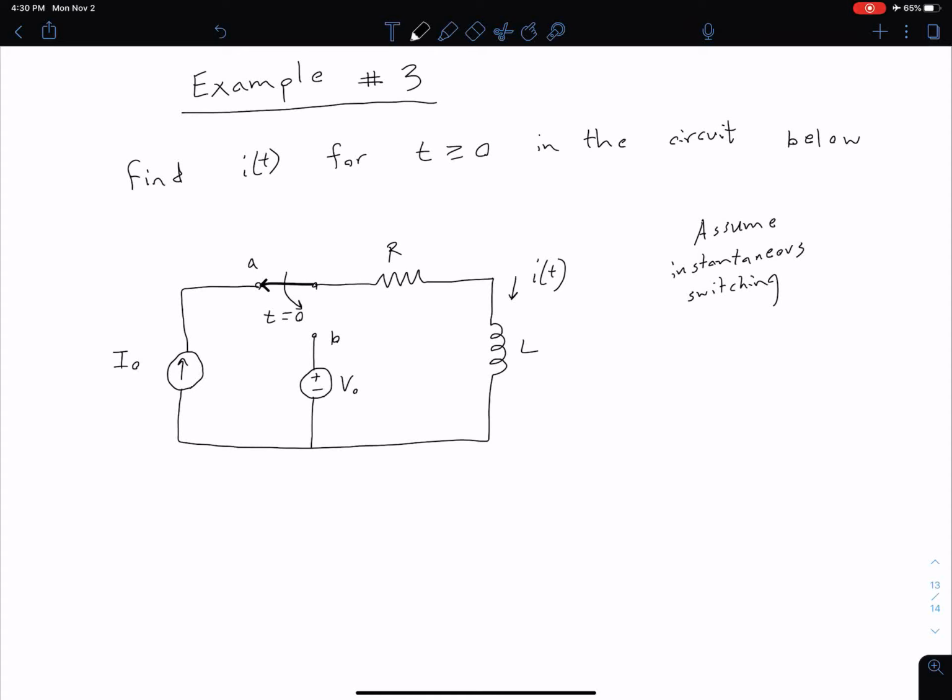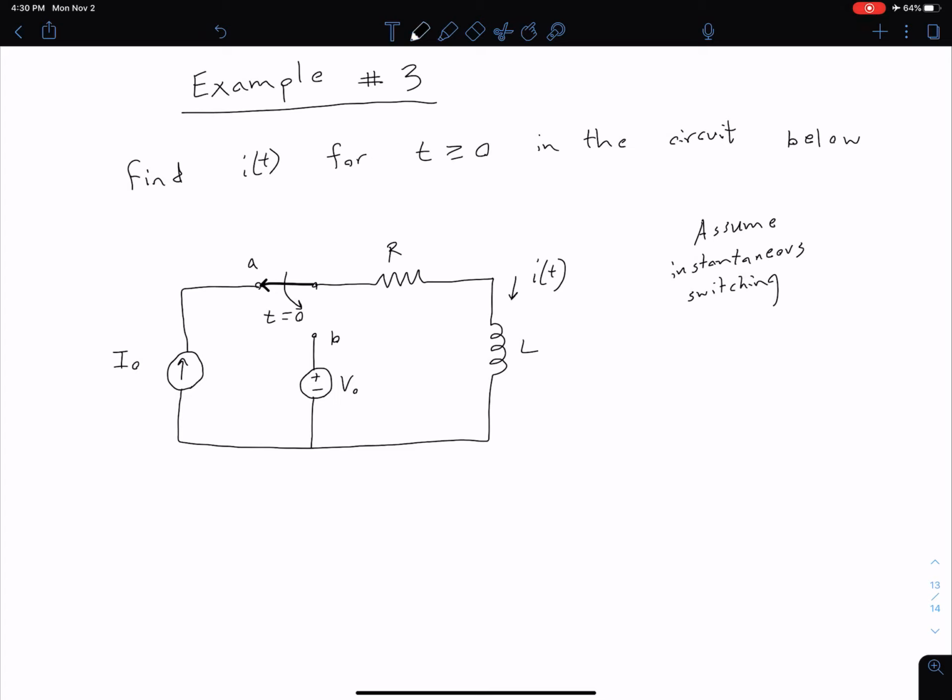In our third example, we're looking for a current i of t for time greater than 0 for this circuit shown below. We're assuming switching happens instantaneously. The switch has been in position A for a long time, and then at t equals 0, it's going to move to position B.